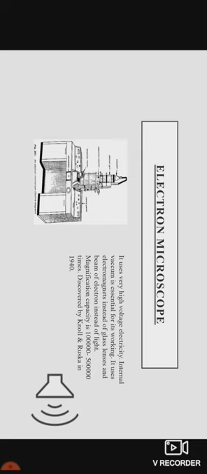Ultra thin and dry section of material is impregnated with some metal to enhance contrast, and the image is obtained on a photographic plate or fluorescent screen. Magnification capacity of this microscope is 1 lakh to 5 lakh times, and this microscope was discovered by Knoll and Ruska in 1940.